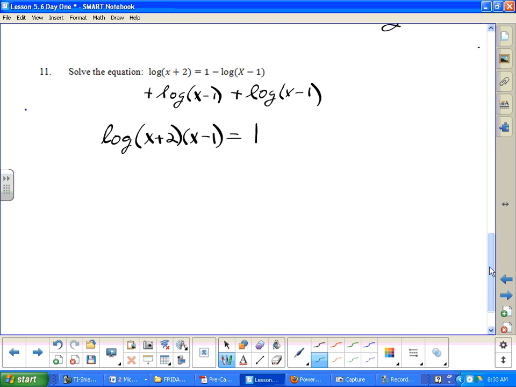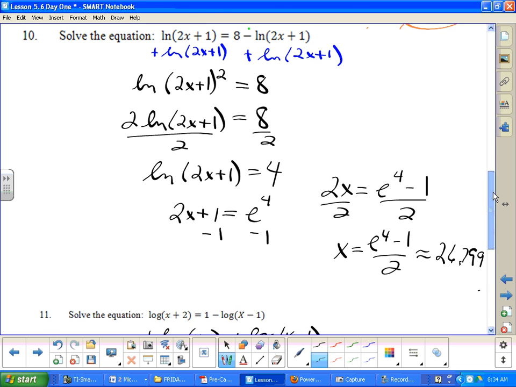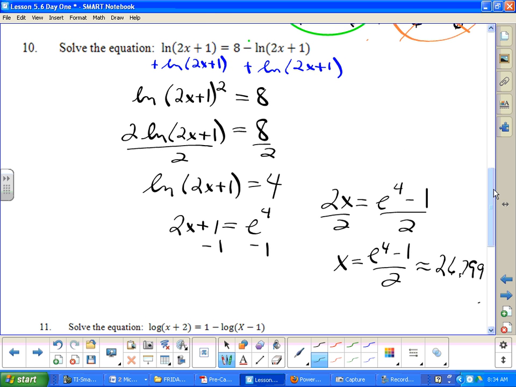So what kind of equation are we going to end up with here when it's all said and done? We're going to end up with a quadratic equation. And whenever you end up with a quadratic equation, how many answers do you get? 2. So if I get more than one answer, then I'm going to need to check to make sure they work. In the case that we just did, the answer 26.799 is a positive number, and in my logarithms up here there were no negatives, so we didn't have to worry about extraneous solutions.